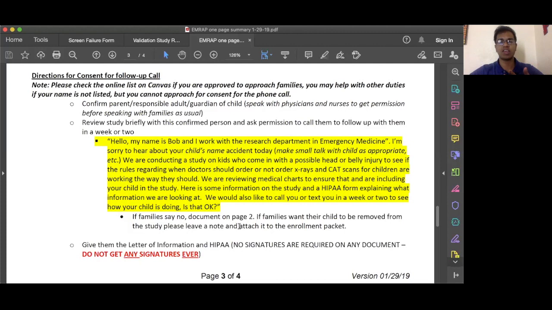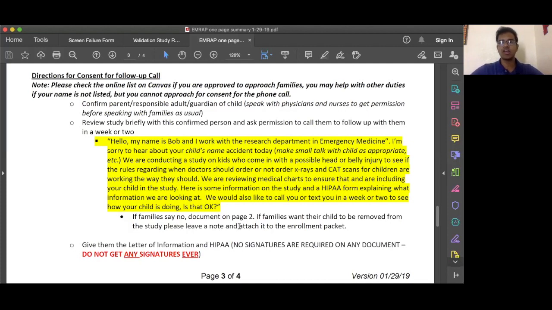In most cases, after you ask them if it's okay to contact them in a week or two, the parents will say okay. If they do, then go ahead and collect the information that you had noted down on a white sheet of paper. That would be the name of the parent or guardian, their relationship, phone number, preference, text or call, primary language, and time of injury, and anything else you need to fill out the Form 1. If they do say no, you want to mark that on the Form 1 that they refuse a follow-up phone call. And if they don't want their child to be enrolled in the study, you want to make a note of that and then attach that to the Form 1 when you turn it in.